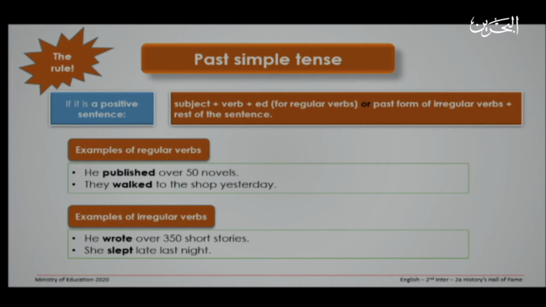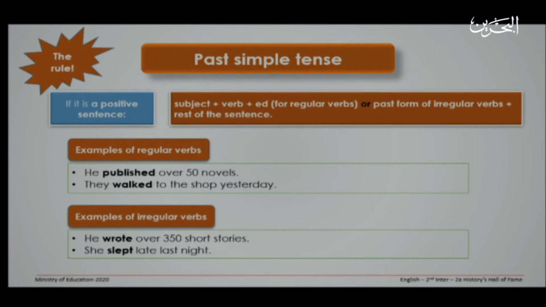The ed is only for regular verbs. Regular verbs are verbs that are followed by ed when they are formed in the past simple. You will notice that the same form is used in the past participle for present perfect and past perfect. If they both use ed, the past participle and the past form, then we have regular verbs. In the case of positive sentences, we have the subject first plus the verb plus ed. The ed is only for regular verbs.